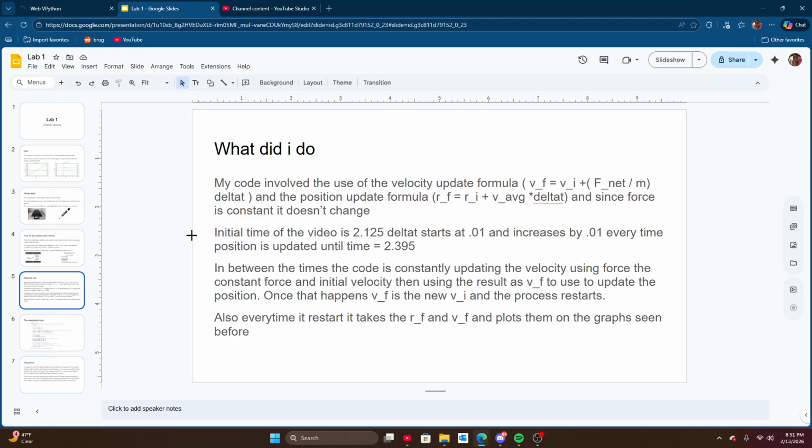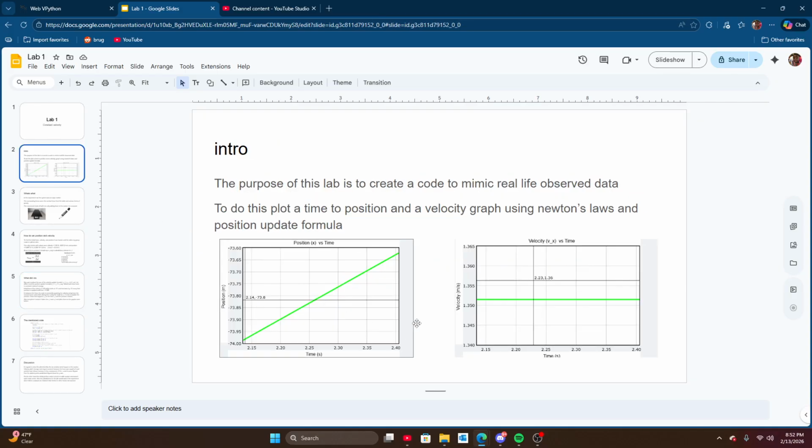The equation uses the constant force and initial velocity to get V final, and V final plus V initial over 2 gives you the V average to use in the position update formula. But the V final from the velocity update formula becomes the new V initial, then the process starts over again. Also, every time the position is updated and the loop restarts, V final and position final are recorded and plotted on the graphs seen before. This one's position and this one's velocity.